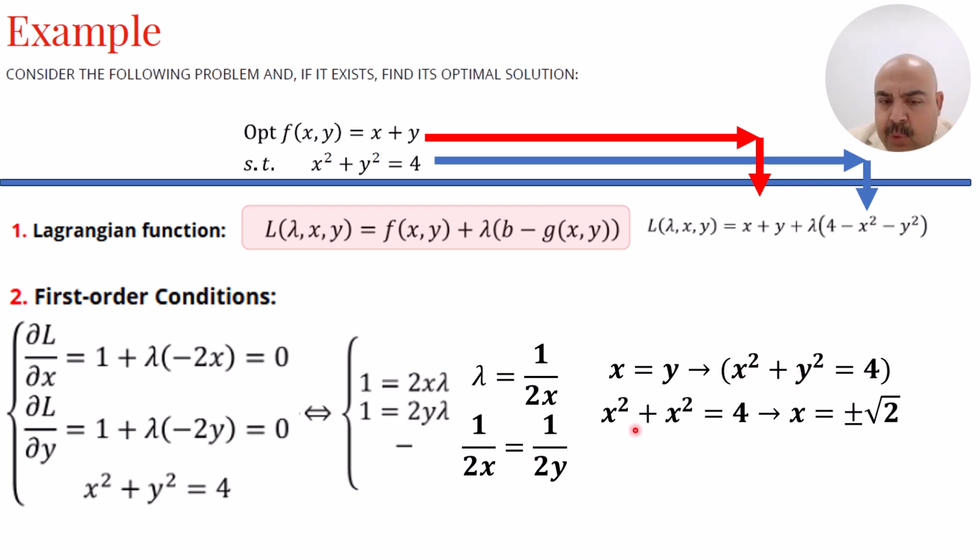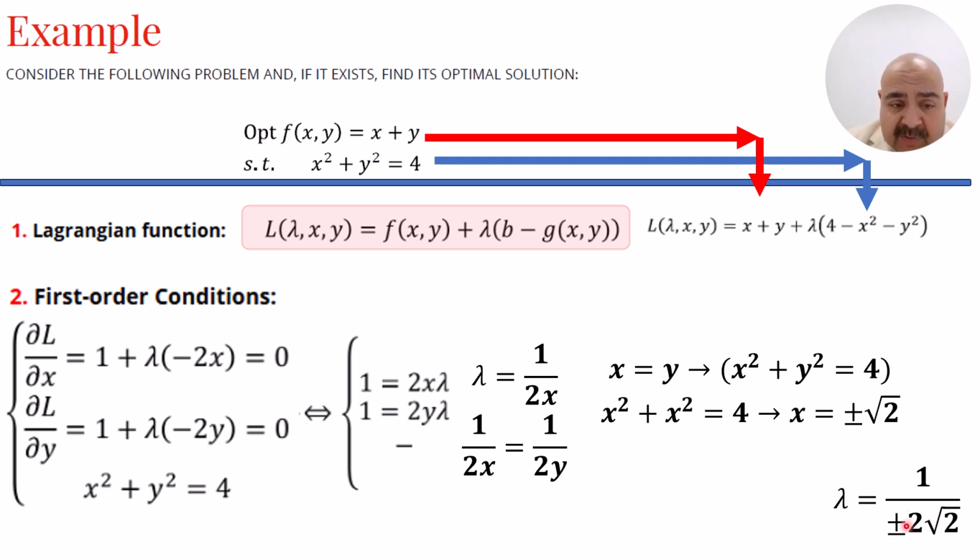So we will have 2x squared equal to 4, which will give x squared equal to 2. Taking the square root for both sides, we will have x equal to positive or negative root 2. Now I know the value of x, so simply I can get the value of lambda, which is going to be 1 over positive or negative 2 root 2.